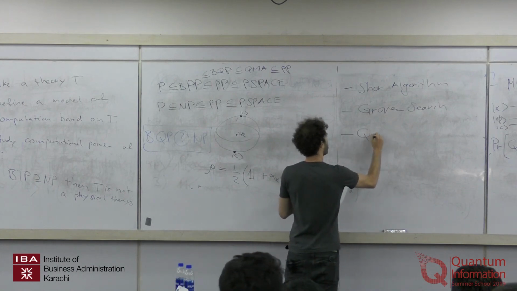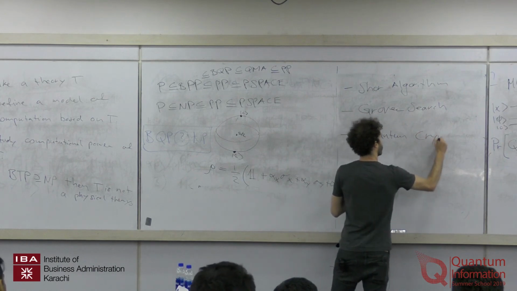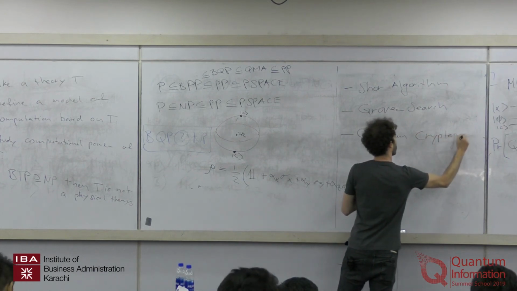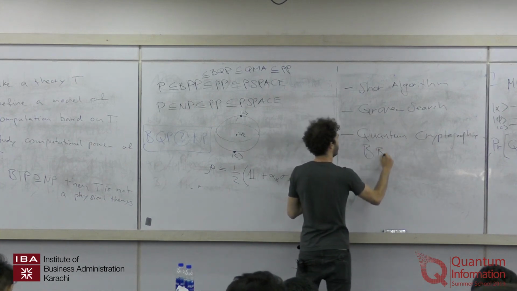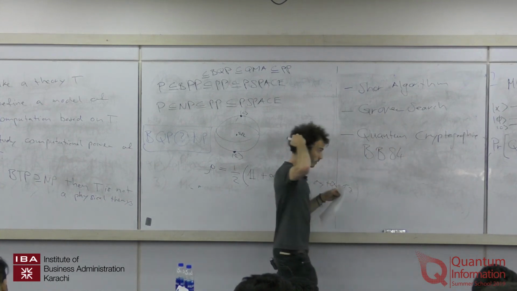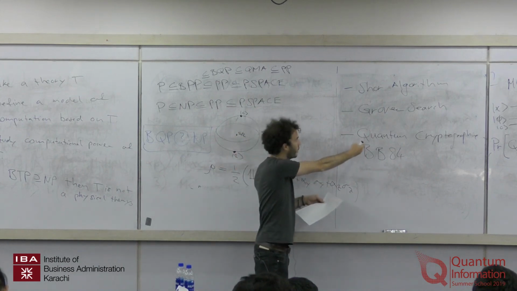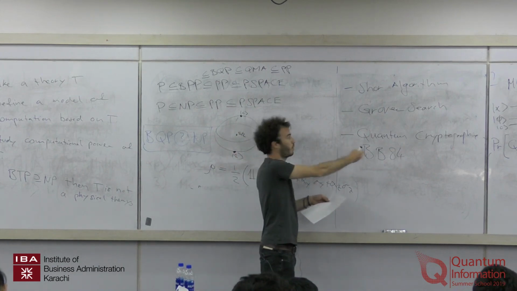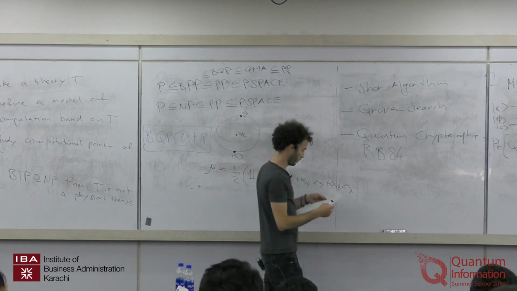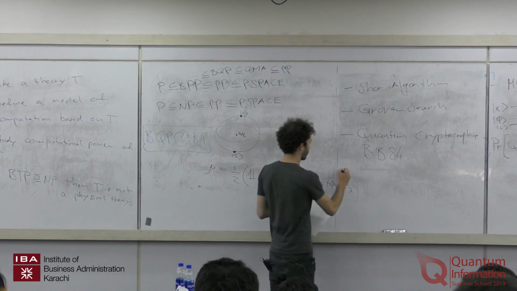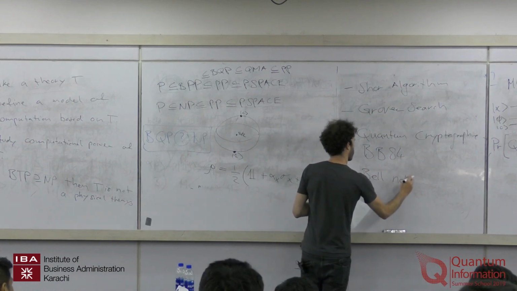Then quantum cryptography, especially something called BB84. This is something very interesting, I think, and it is the most practical, I would say, of what happened throughout the years. There are companies that sell quantum cryptographic devices. And Bell non-local correlations.